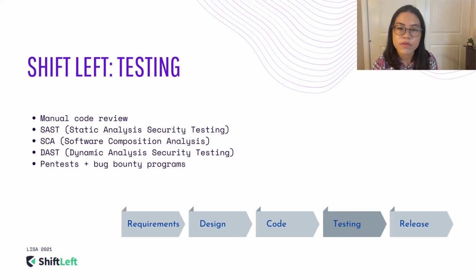You should also use an SCA tool or software composition analysis tool. SCA tools keep track of an application's dependencies and alert you if new publicly disclosed vulnerabilities are found in your application. And finally, you can use DAST tools or dynamic analysis tools, penetration tests, and bug bounty programs as sort of a last layer of defense.